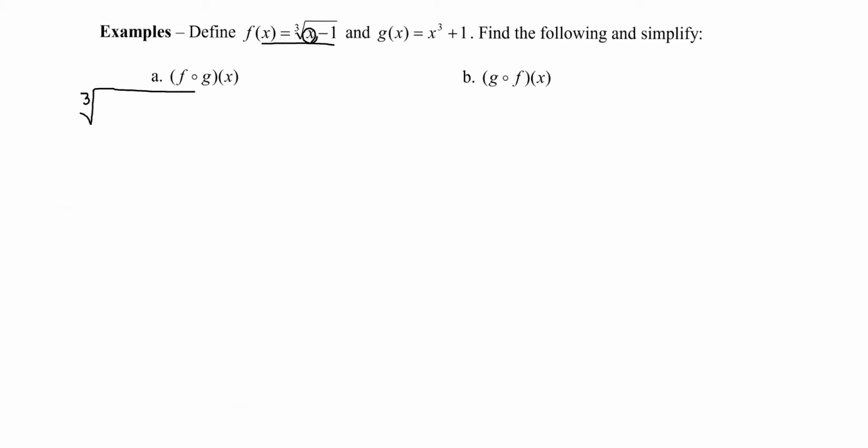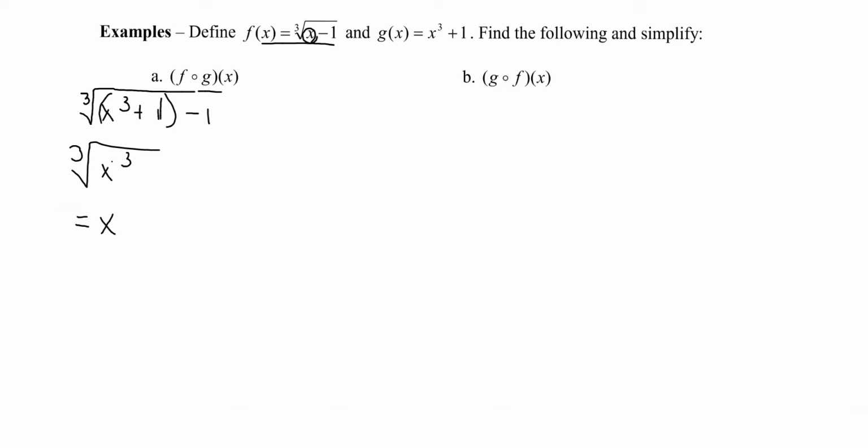So I'm really going to have the cube root of x cubed plus 1, which is our g, minus 1. And we'll do all the work to simplify this under the radical first. If we have plus 1 and minus 1, it's going to equal 0. So I'm going to end up right now with the cube root of x cubed, because my 1's will equal 0. And then the cube root of x cubed is equal to x. So that's my final answer there.